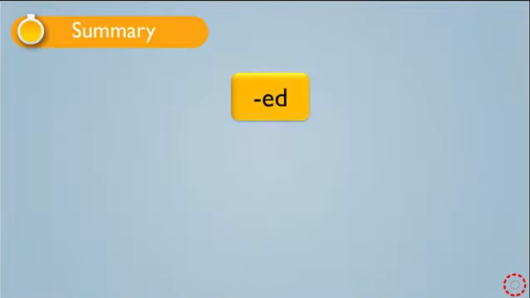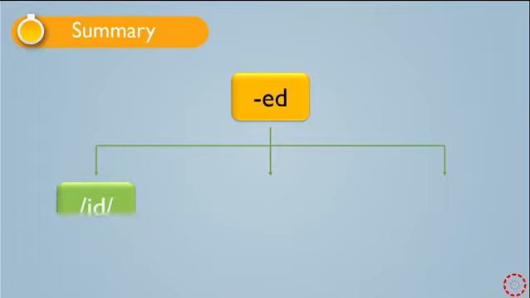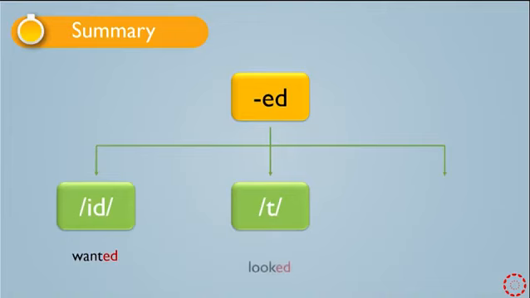Let's review it. Ed at the end of words has 3 different sounds: id, like wanted, t, like looked, and d, just like cleaned.